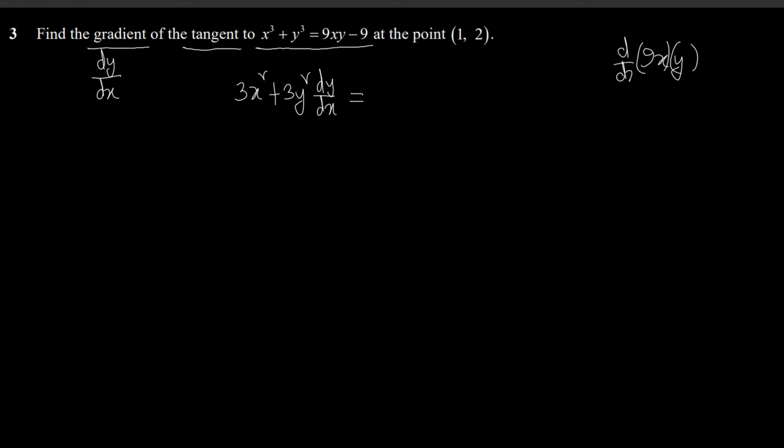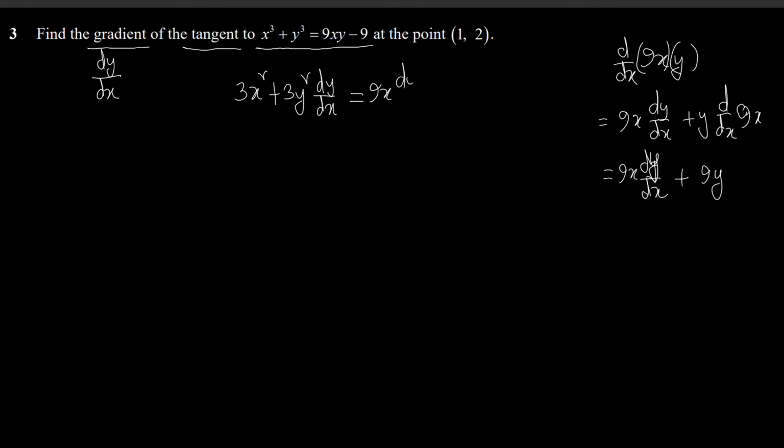If we apply the differentiation here, then definitely 9x dy/dx plus y into d/dx of 9x. So we get 9x dy/dx, let me write it, and from there we get 9y. So we need to write 9x dy/dx plus 9y, just from 9x. And if we differentiate the 9, we get 0 from there. Okay, this is our expression.